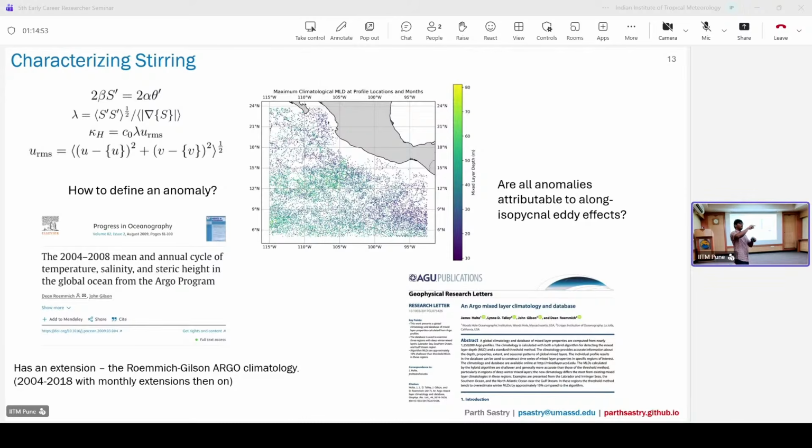So you're going to remove the top 10 meters or top 80 meters, depending on what your mixed layer is doing at that profile, from your analysis altogether. And we do this using an Argo climatology created by Pollock, Talley, Dixon, and Bernick. And another question at this point, once you remove the mixed layer, is what exactly is a stirring anomaly, and how much of your anomaly is coming from the stirring effects of eddies?